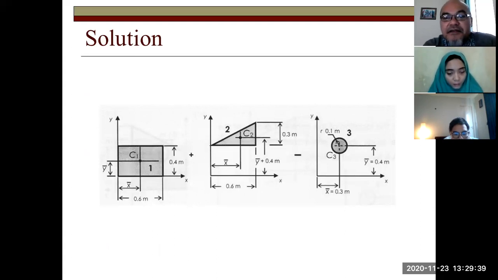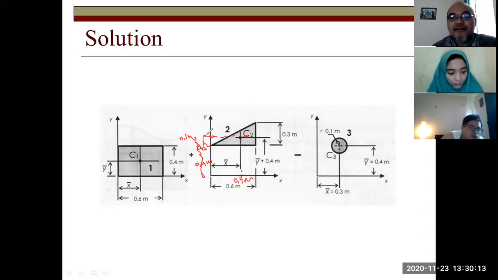Second shape is a triangle, and the centroid is at 2/3 of the base, so it is at 0.4. The coordinate here is 0.4 meter. Then this one is 1/3 of this height, so it's 0.3, and it means 0.1. This one is 0.1, but this one is 0.4. So this coordinate is 0.5 meter.